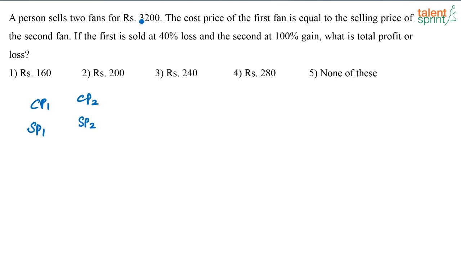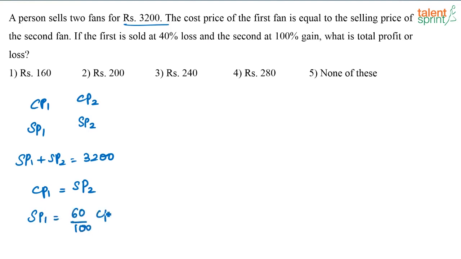A person sells 2 fans for rupees 3,200. So the selling price of both the fans put together is 3,200. Then they are saying that the cost price of the first fan is equal to the selling price of the second fan. I'm just writing down whatever information is given here, that's all, okay. Then they say if the first is sold at 40% loss. So what does that mean? Selling price of the first fan is equal to 60% of cost price of the first fan, because they are saying that the first fan is sold at 40% loss, correct? So once I know this, what can I say?